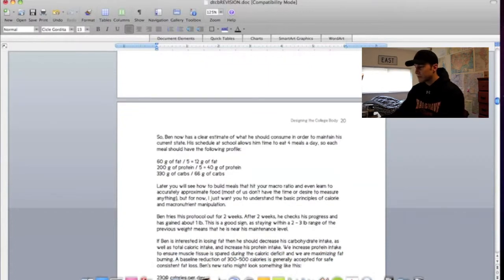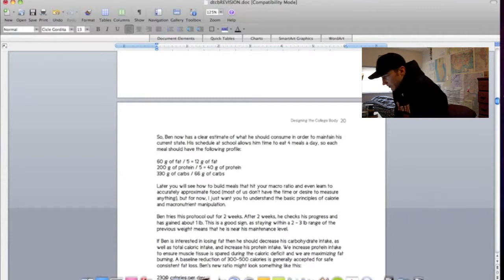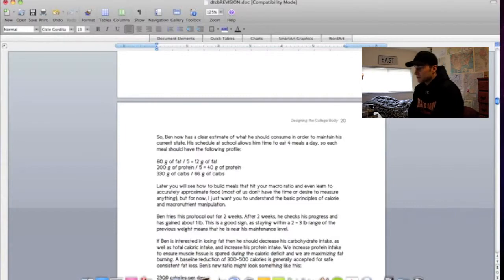He's going to split it into four meals. Guys, for a really elite level person who has the time to eat every 2.5 hours, a lot of people see a good result from that, okay? For me, it's difficult to eat 6-7 meals a day. I can't do that in school.